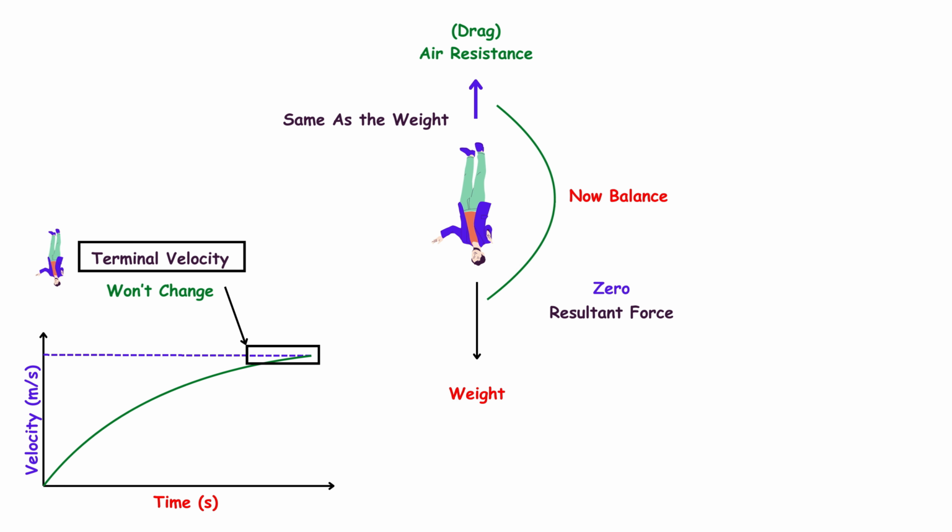Eventually, the person falls fast enough that the upward air resistance becomes equal in magnitude to the downward weight. At that point, the forces cancel each other out. The resultant force becomes zero, and because there's no unbalanced force acting anymore, the person stops accelerating altogether. This constant falling speed is known as terminal velocity.